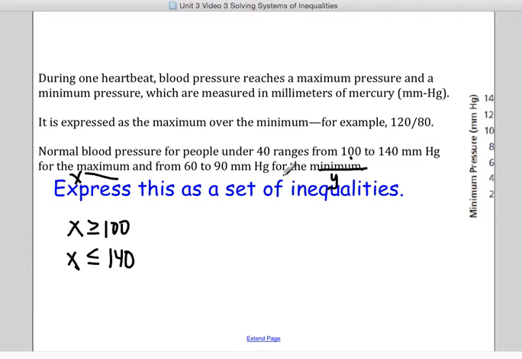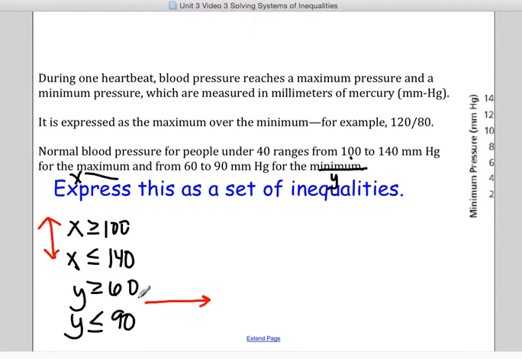If I want to express the minimum, my minimum must be greater than or equal to 60, and it must be less than or equal to 90. Okay. If I were to graph this, x equals equations, remember, are vertical lines. So vertical lines, they go up and down. So my x equations are lines that go up and down, and my y equations are horizontal lines, so they go from left to right like the horizon.